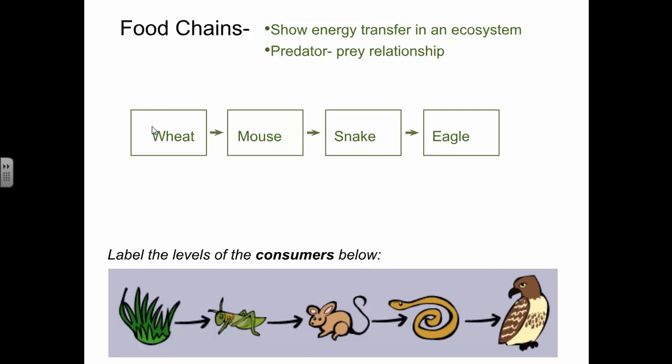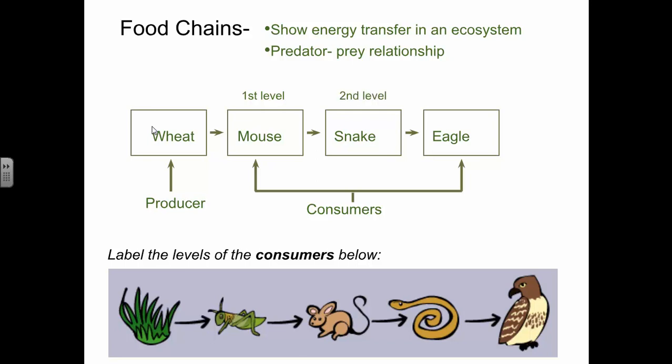So what would we call the wheat? That's a producer. What do we call everything else? The rest of these things are consumers. All animals are consumers. And we actually label them with what level consumer they are. So the mouse, the first thing that eats the plants, is a first level consumer. Then the snake, the second level consumer. Eagle is the third level consumer. And we could continue. Usually there's not more than 4 levels.